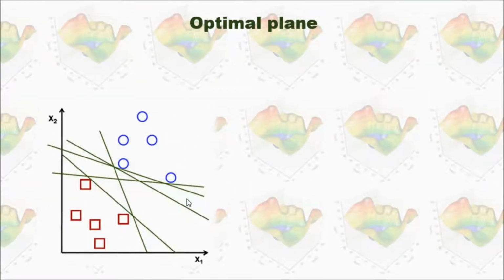Let's check out those two categories of data. One category is the circle, and another category is the square. So we want to draw a line to separate all those two categories. So which line should we draw?